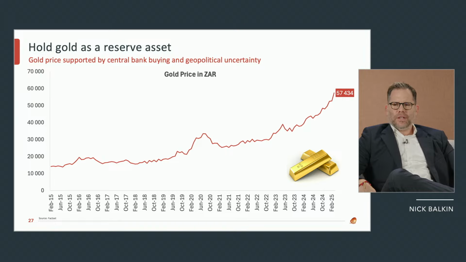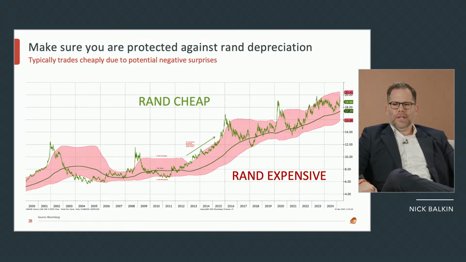We showed you that the US 10-year and US 30-year didn't perform as the safe haven. The safe haven that's really come through and showed its stripes is gold, and it acts as a nice diversifier for the overall multi-asset portfolios. The one thing that we haven't covered is the rand.